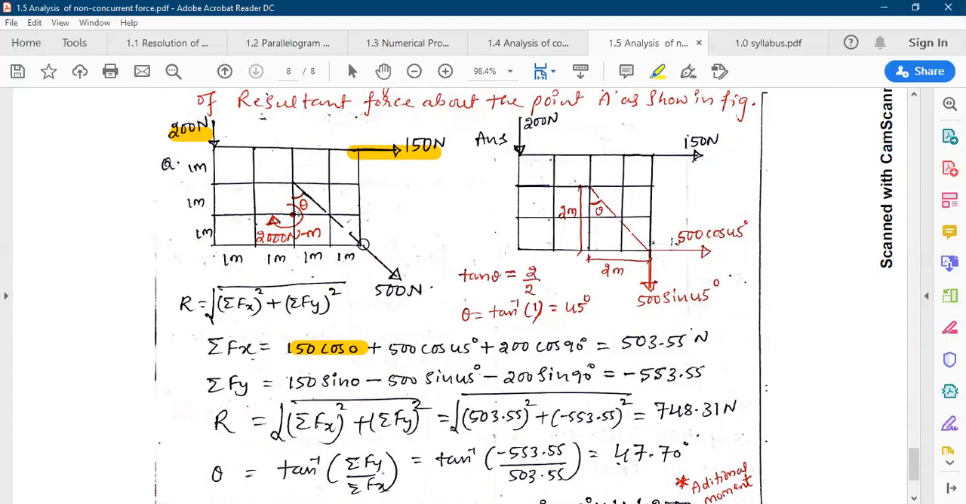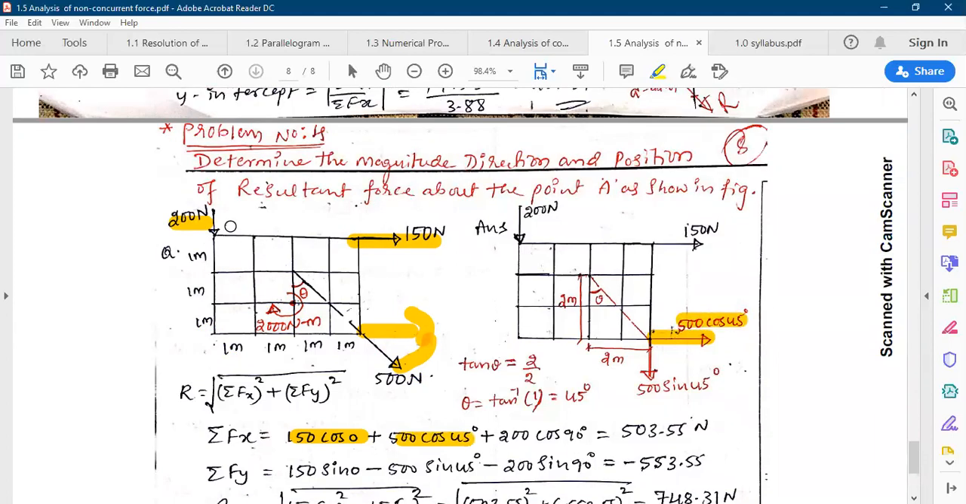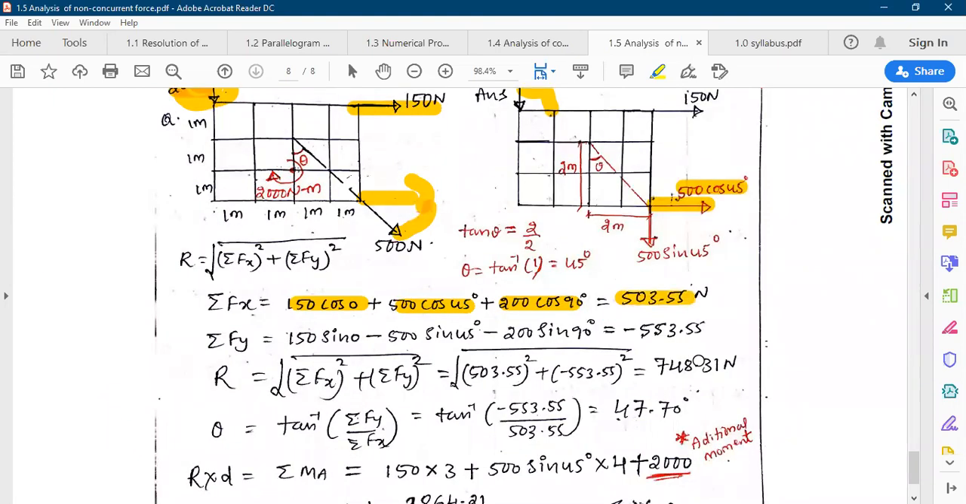Similarly, consider this x component. It is acting rightwards. Project this force, so we can see that this is acting rightwards, right? Similarly, 500 cos 45 is the x component of this force. Now look at this 200 Newton force, which is exactly acting along the y direction. So the angle with respect to the x-axis is 90 degrees, so that is 200 cos 90. It is 0 only, right? So adding these, we get sigma Fx equal to 503.55.